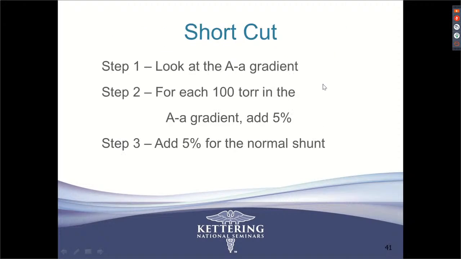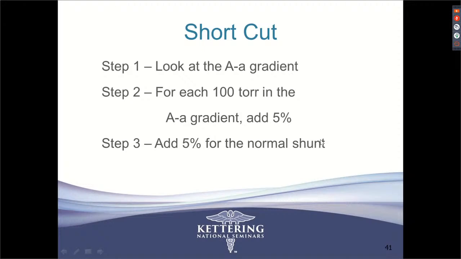But here is the shortcut, okay? I'm not even going to talk about the math on the other. This is the shortcut. So take a picture of this, a screenshot, whatever you want to do. This is the shortcut and how we recommend you to do the Shunt equations on this test. All right, so the first thing you're going to do there is you're going to look at the A-a gradient. And then step 2, for every 100 torr in that A-a gradient, you're going to add 5% shunt, okay? And then the third thing you're going to do is you're going to add 5% for the normal.